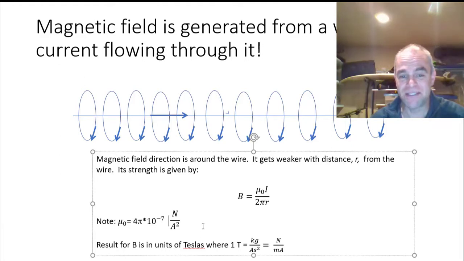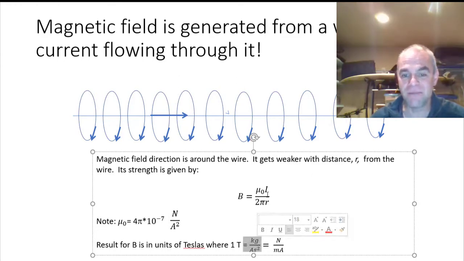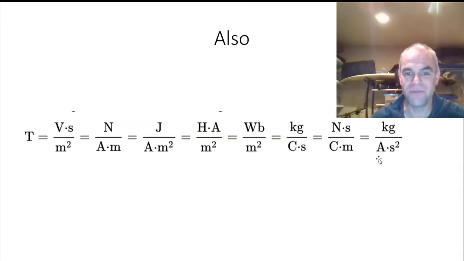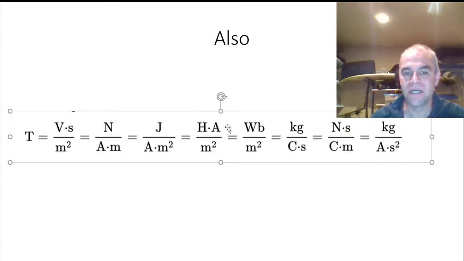And I'm going to show you in the next slide that a Tesla, which is the SI unit for magnetic field strength, can be expressed in a lot of different ways. Here we see it expressed as a kilogram per amp second squared, or a Newton per meter amp, and the list goes on. Here's a few of the things that it could be expressed at. Some of these units we haven't seen yet, but many of them we have. You've seen a joule before. You've seen an amp before, a meter before, volts, seconds per meter squared.